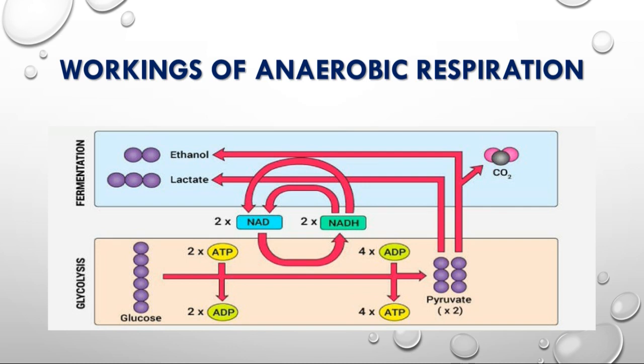Glycolysis uses two ATP molecules, and four ATP molecules are given out, and then pyruvate is produced. This pyruvate is converted into ethanol, with CO2 as a byproduct, and also into lactate, and then it continues with the two NAD molecules and two NADH molecules. This is the total working of anaerobic respiration.